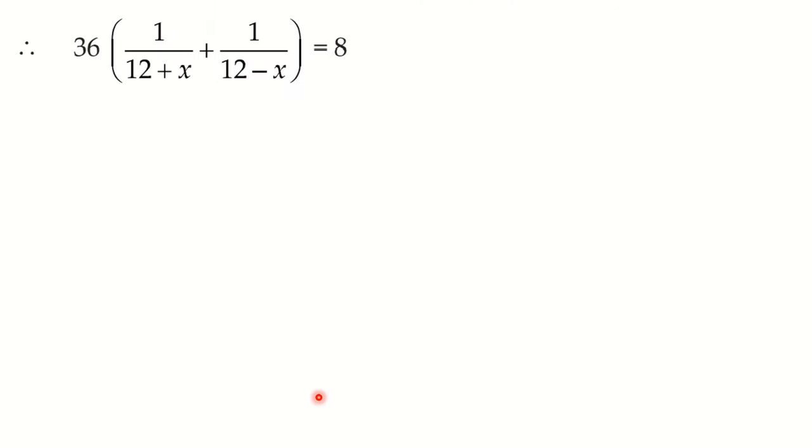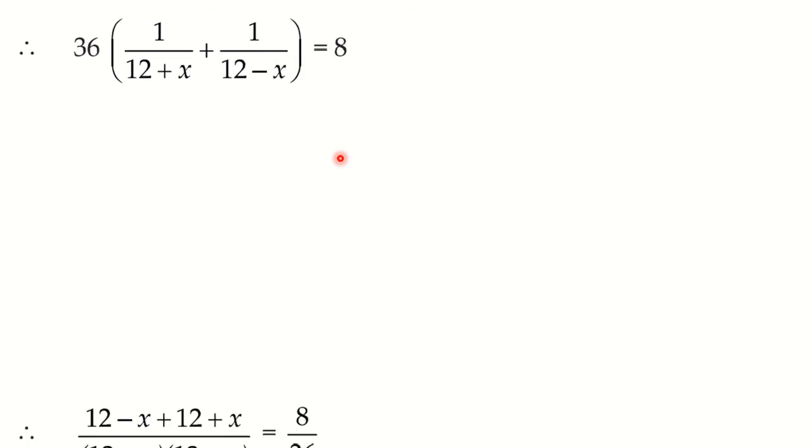Okay, so what we will get here, see what is done here. 36 is taken out common, and inside the bracket 1 upon 12 plus x plus 1 upon 12 minus x is given and is equal to 8. Then 36 you can take this side, or as I have said previously, you can divide by 4 and then also you can write down the simplified equation.